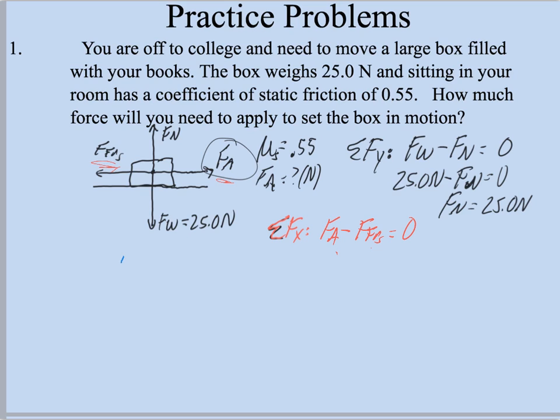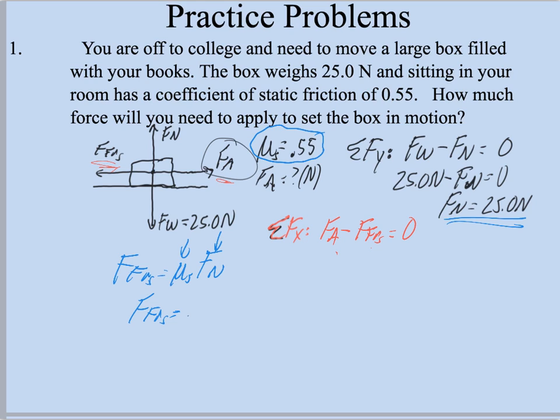We know that the friction force is equal to the static coefficient of friction times the normal force. Well, if I wanted to find the friction force, I would need to know the coefficient of static friction, and I would need to know the normal force. Do I know the normal force? Well, the normal force is right there. Do I know the coefficient of static friction? It's right there. So I can plug and chug, and I can figure out the static friction force.